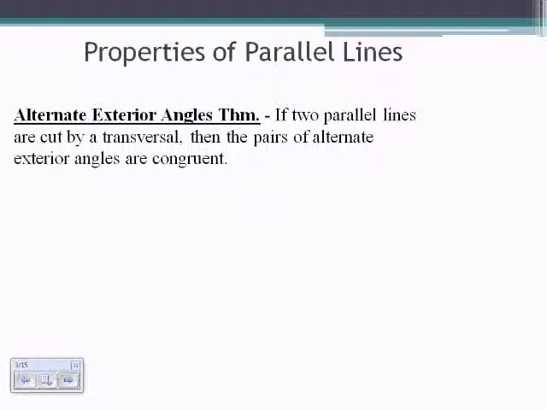Finishing up the properties of parallel lines, we have the alternate exterior angles theorem, which states that if two parallel lines are cut by a transversal, then the pairs of alternate exterior angles are congruent. Our example has angle 7 and angle 8 as alternate exterior angles. By the theorem, since we have two parallel lines, we know that angle 7 and angle 8 are congruent.